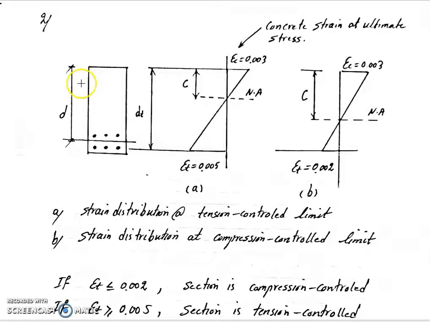So this is the beam that we have. This is the d, and this is the dt, from the top to the middle of the bottom layer of steel rebars. The first one, A, is the strain distribution at the tension control limit. And B, the second one, is the strain distribution diagram at the compression control limit. Epsilon c is equal to 0.003 in both cases. It's the concrete strain at ultimate stress. c is the distance from the top to the neutral axis in both cases.